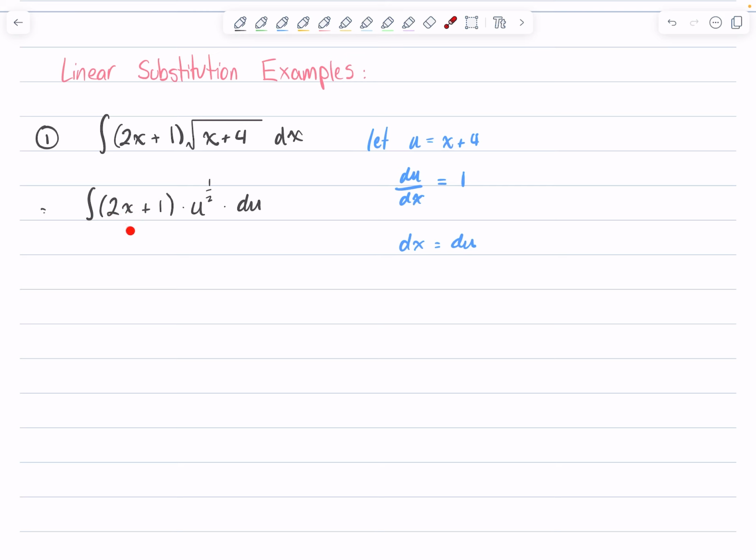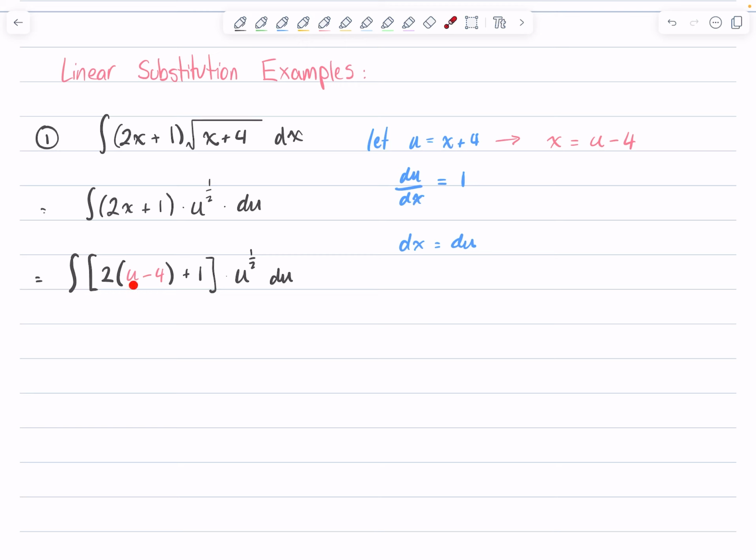So this is the case where we're going to need to replace our x variable here with something in terms of u, because that's what we're trying to integrate with respect to. So we're going to be taking this expression here, u equals x plus 4, and rearranging it so we get x equals u minus 4. What this does is allow us to substitute into this expression. So instead of 2 lots of x, we're going to have 2 lots of u minus 4, which we will expand and simplify shortly, plus 1, all of that times u to the half du.